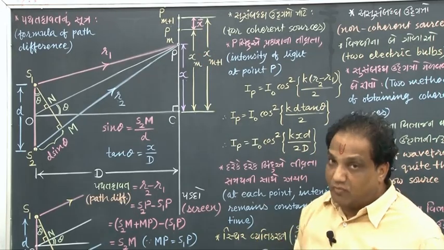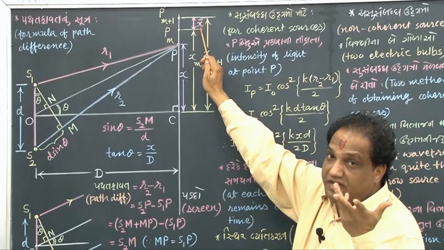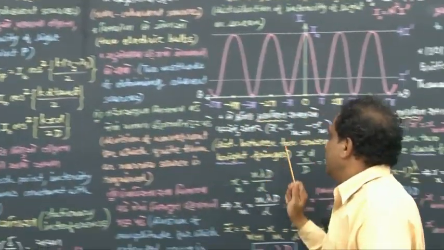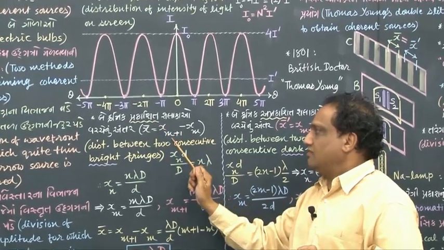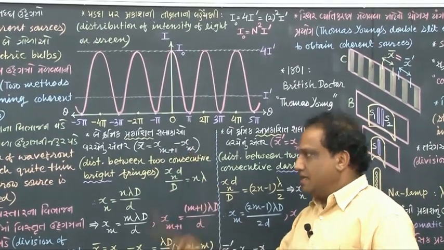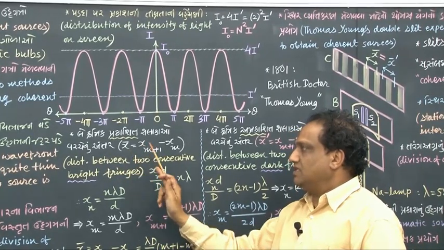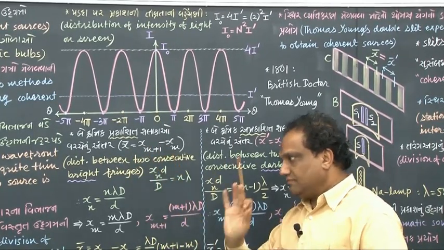Then from this figure, can you make out x bar? How would you find it? xm plus 1 minus xm. Yes, here it is. X bar equals xm plus 1 minus xm. Okay, that is the distance between two consecutive bright fringes.